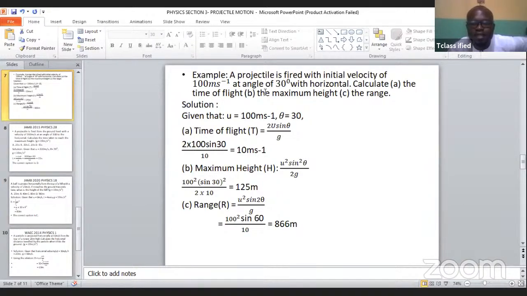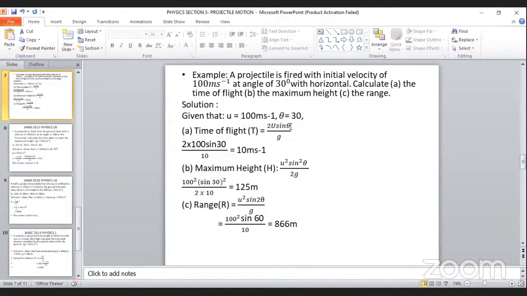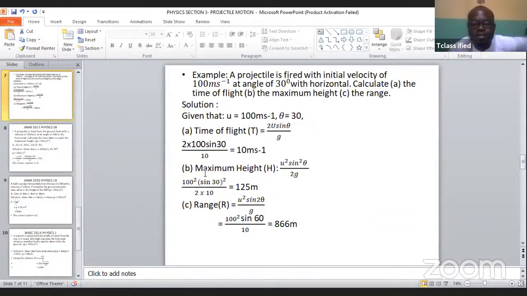So time of flight, that's the first thing. Time of flight, we know, is equal to 2U sine theta over g. So you just input all the values. U is equal to 100, theta is 30. If you work it out, you're going to get 10 meters per second. Maximum height is U squared sine squared theta over 2g. If you put all these in, you're going to get this. Whereas range is U squared sine 2 theta over g, and that gives you this.